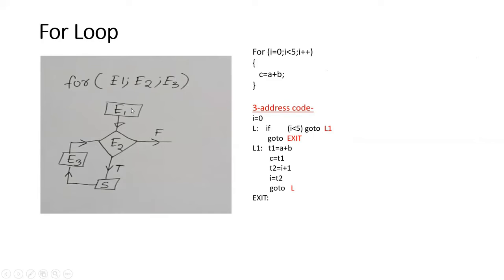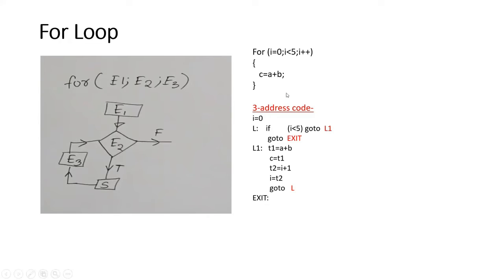So if we see the flow chart, first of all initialize the variable, then verify the stopping condition E2. If the condition is true, then perform the statement. If the condition is false, then exit from the loop. If the condition is true, you perform the statement and then increment or decrement the loop variable, depending on the logic, and come back to the condition again for verification of the condition.